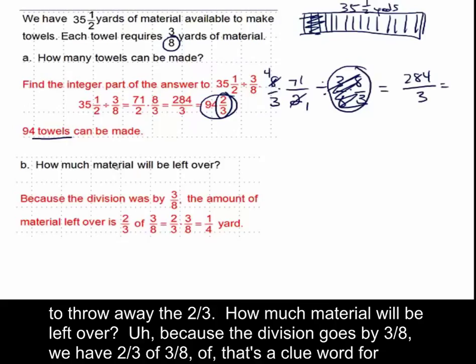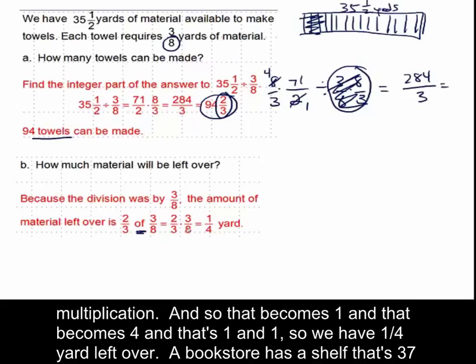How much material will be left over? Because the division was by 3/8, we have 2/3 of 3/8. Of is a clue word for multiplication, and so that becomes 1, and that becomes 4, and that's 1 and 1, so we have 1/4 yard left over.